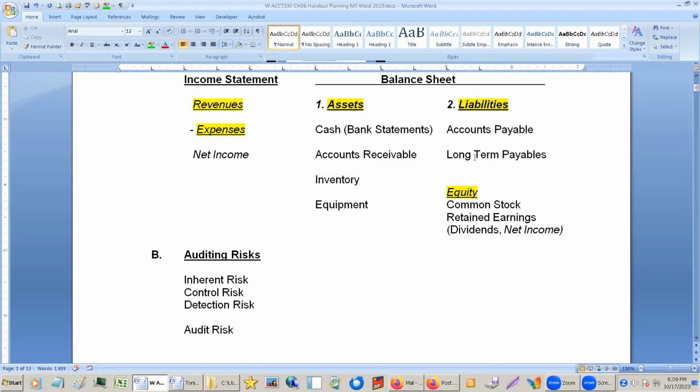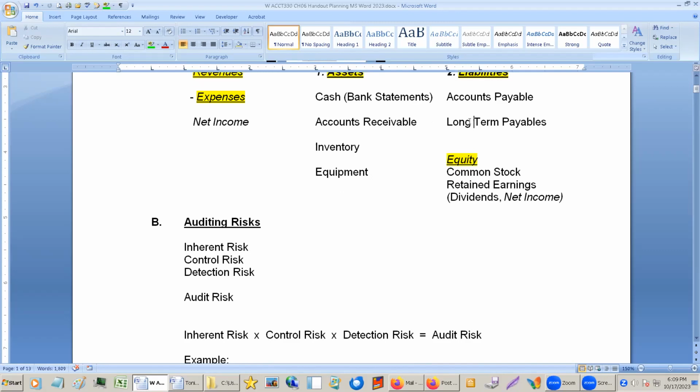And there's various ways we look at liabilities, but for one thing, the bank will often have the liabilities on there as far as what's owed to the bank. They'll have loans and things like that. Accounts payable, you can look and see what was shipped to those people. You can also do confirmations on those. Long-term payables, things that they pay in the long term.